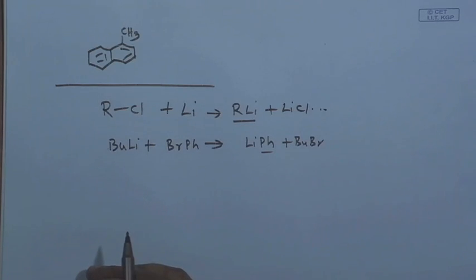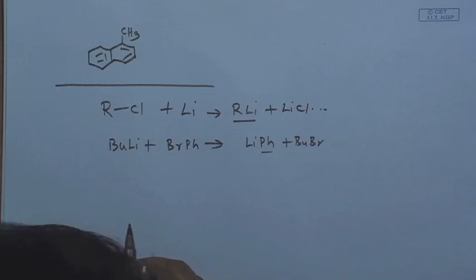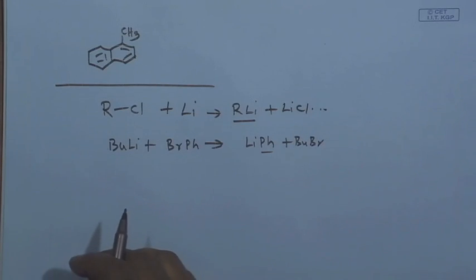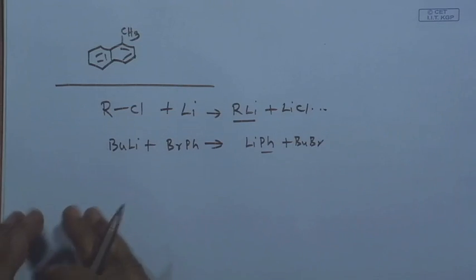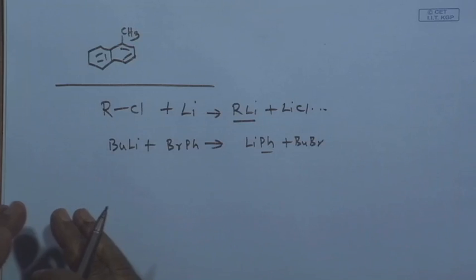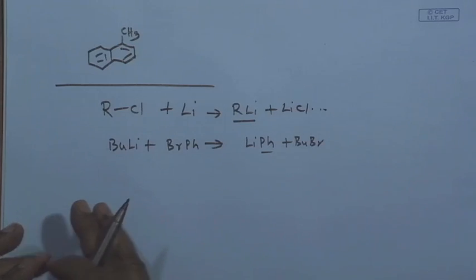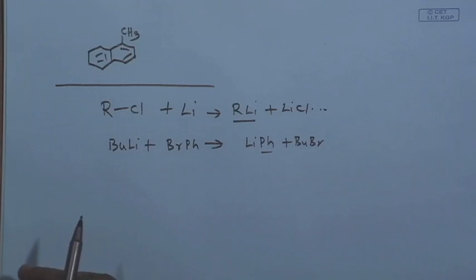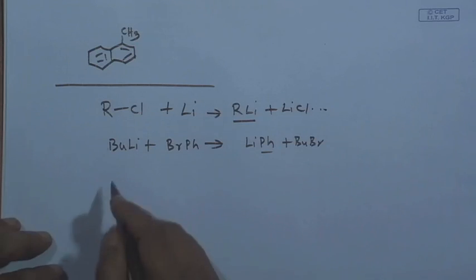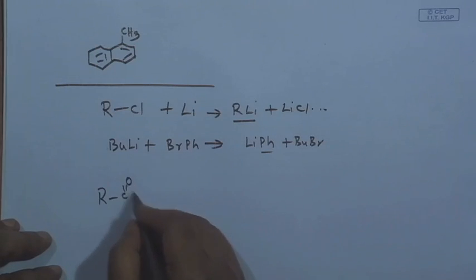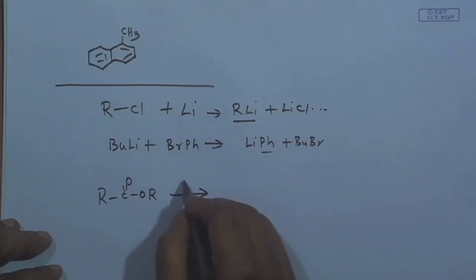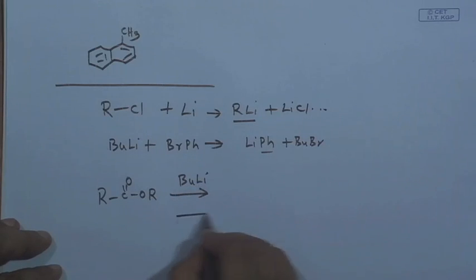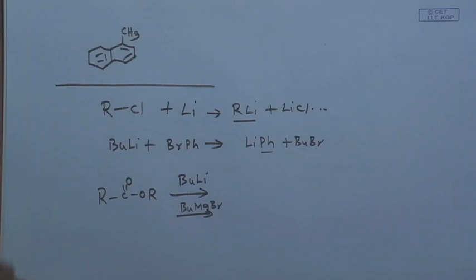So, we can have this, and what else? What I said, the other important point about the organolithiums, they are always more reactive than corresponding organomagnesium compounds. That you have to remember. This is something you ought to know. Let us say you have a reaction with butyl lithium and butyl magnesium bromide. So, what difference do you expect out of this reaction?